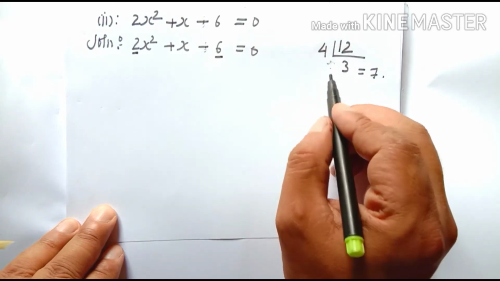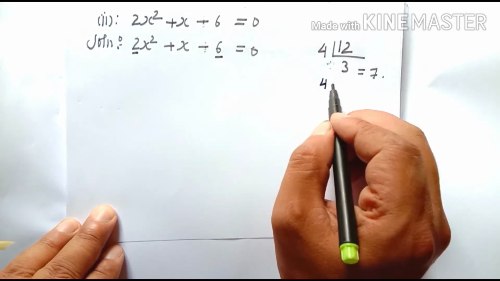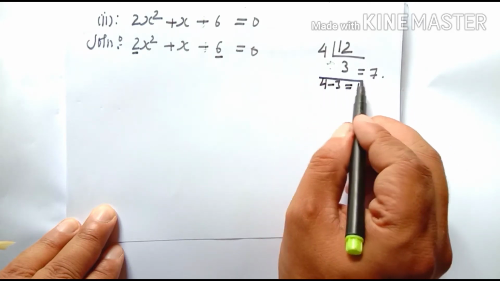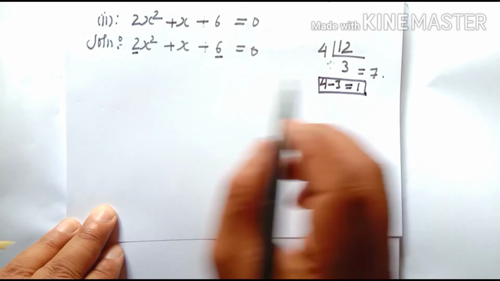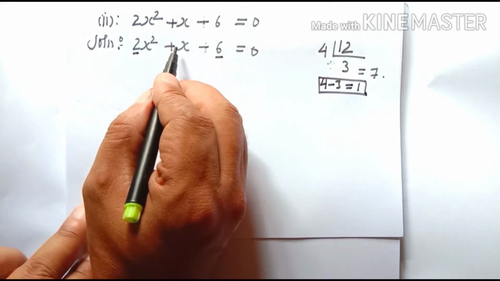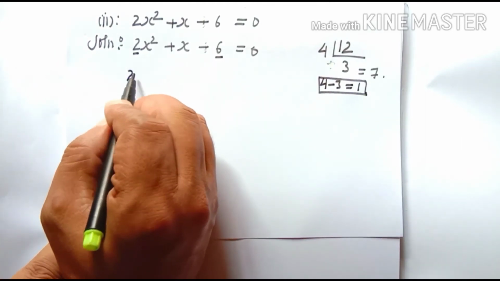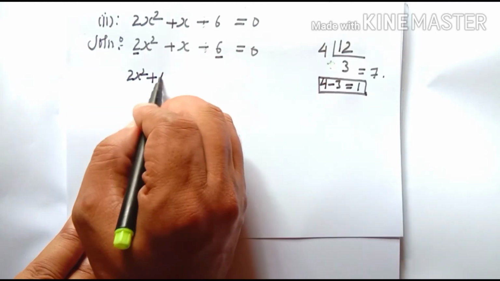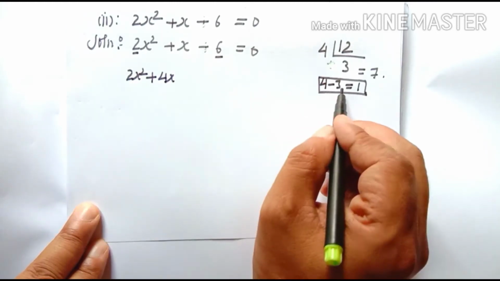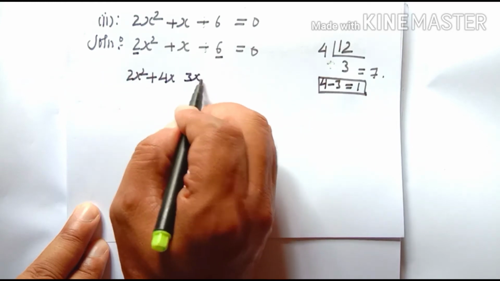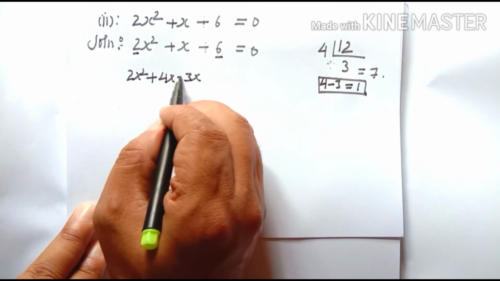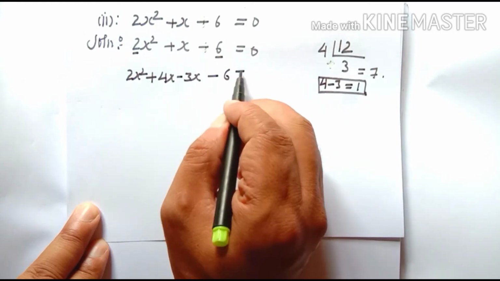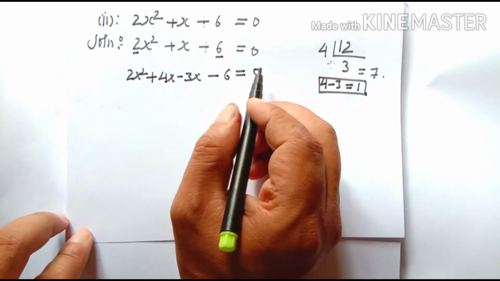So let's have a look at these factors. 4 minus 3 equals 1. That means we can take these two values to substitute the middle term. So 2x squared plus, take the bigger number 4x followed by the smaller one 3x, plus and minus will be minus. After that, the same term along with the sign we need to drop, which equals 0.